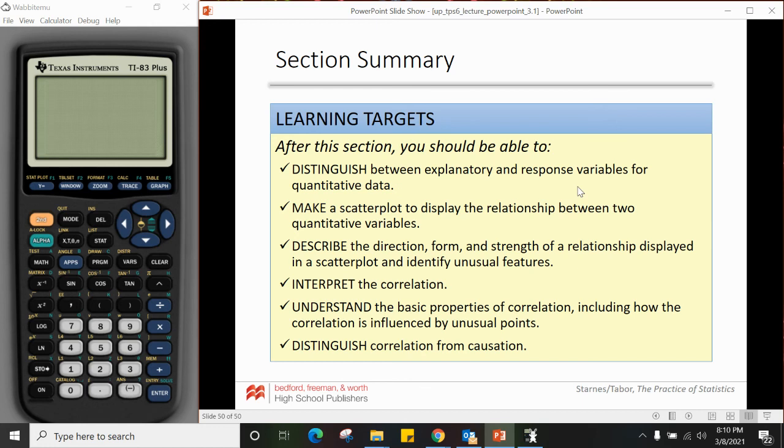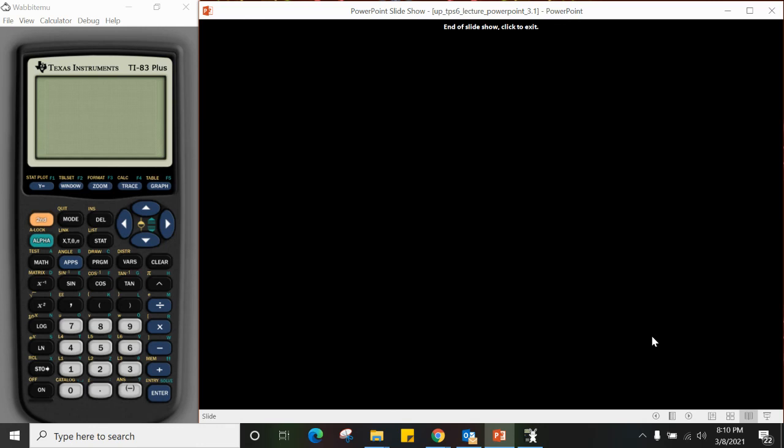You interpret the correlation. Understand the basic properties of correlation, including how the correlation is influenced by unusual points. Remember, it is not resistant. So very large values have the potential to influence the correlation quite a bit. And then understand that correlation does not mean causation. All right, and that's all we have for 3.1.